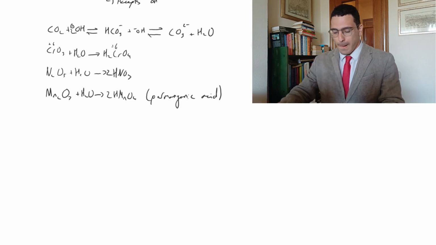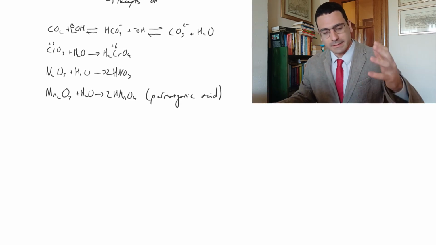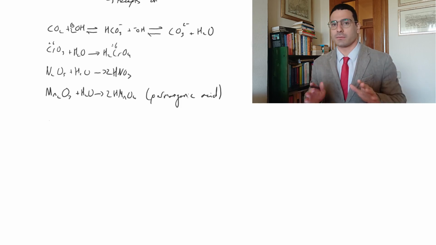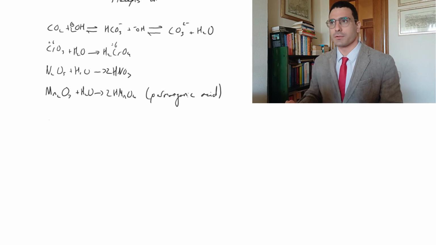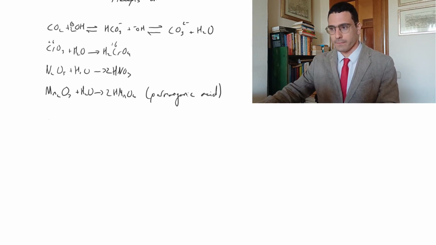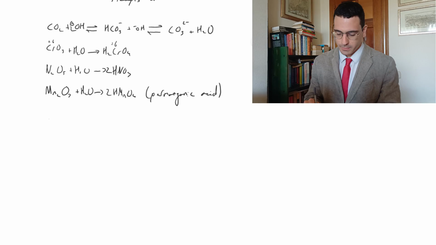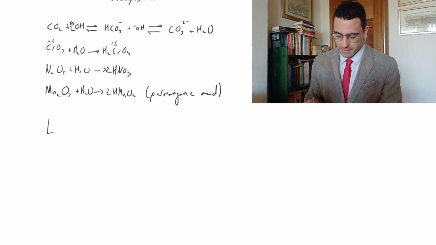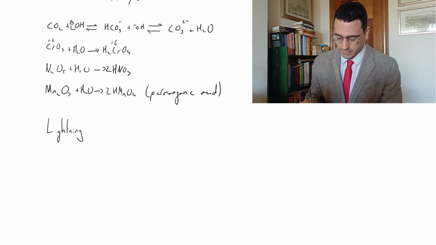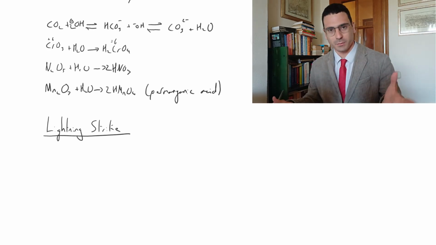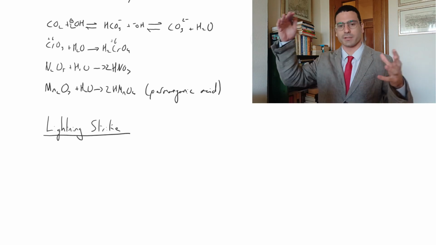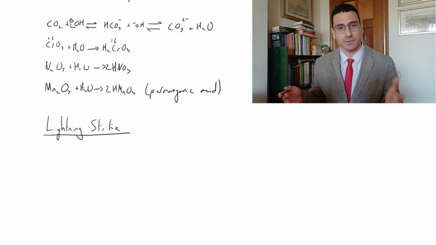So nature does this too, and it does it by itself. Okay, so for example, lightning strikes. Lightning strikes generate the following equation, which would be, so let me give this a title: lightning strike. So lightning strikes are going to generate acidic oxides, which then form acids, which cause acid rain, which can damage the facade of a building.